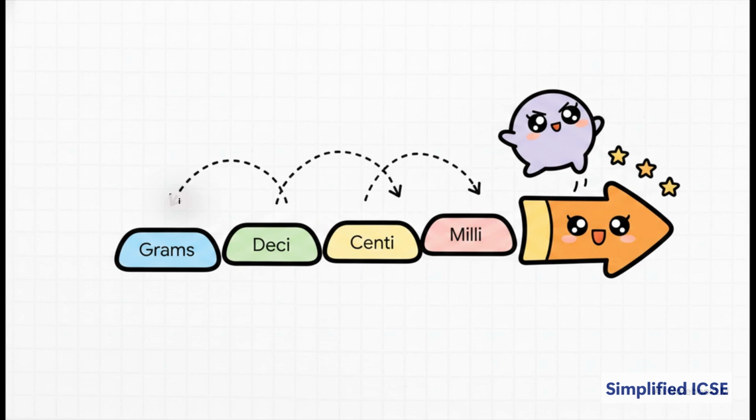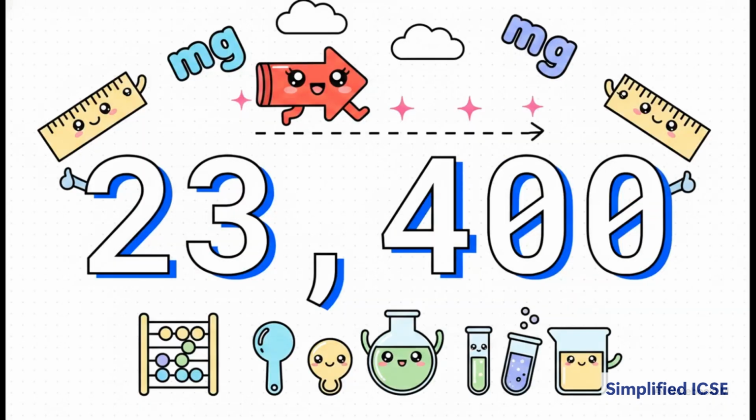So we jump to deci, that's 1, then over to centi, that's 2, and one last jump to milli, that's 3. 3 jumps, all to the right. So what do we do? We take the decimal in 23.4 and we just hop it 3 places to the right. 1, 2, 3. And boom, we get 23,400 milligrams. See? No calculator, no complicated math, just a simple little count.